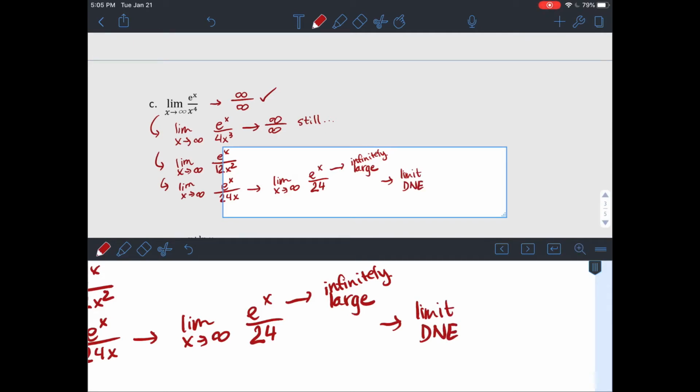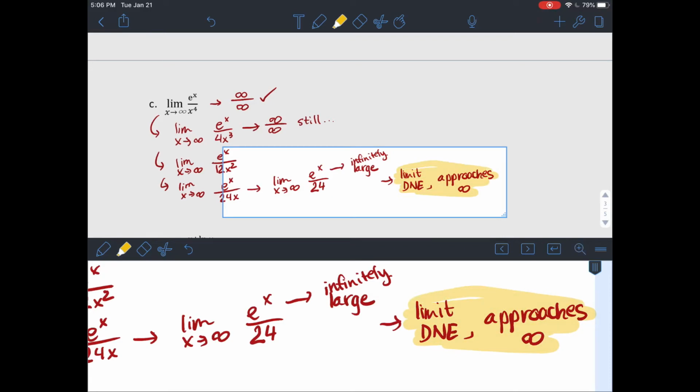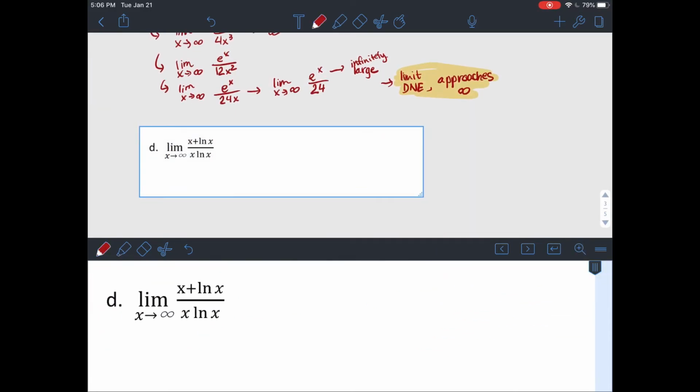All right, hope you're having fun because we have a few more to talk about. We're going to look at one more like this and then a couple more where they're not in the right indeterminate form. So if you look at this last one of the kind of easy ones, it is a form infinity over infinity.